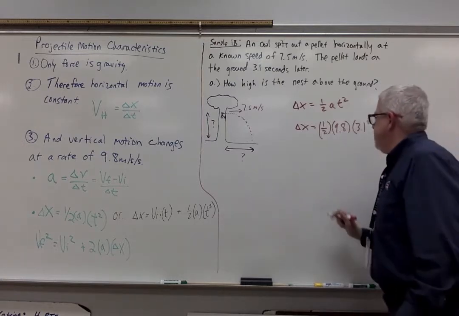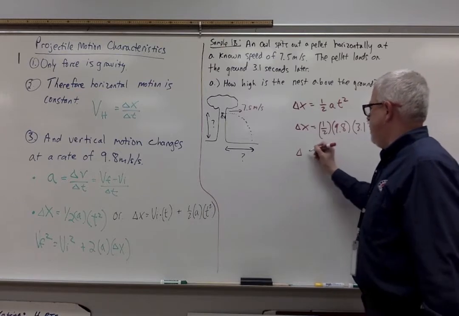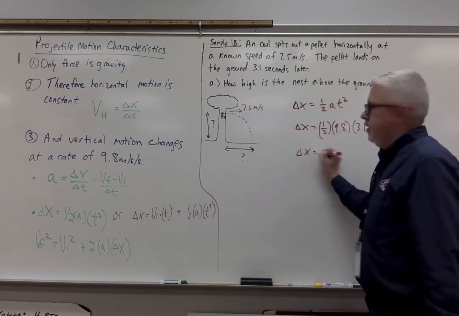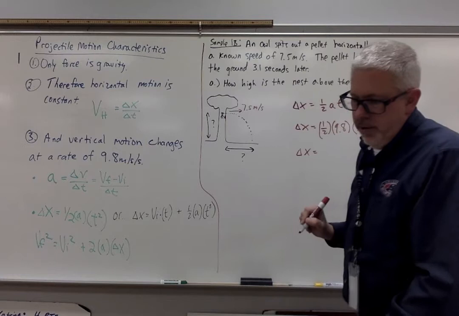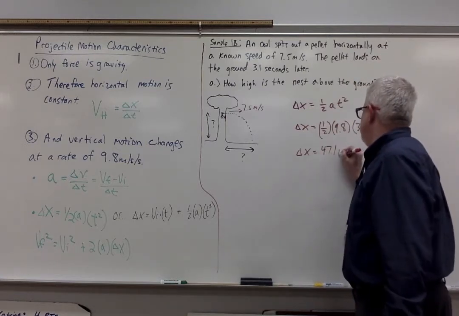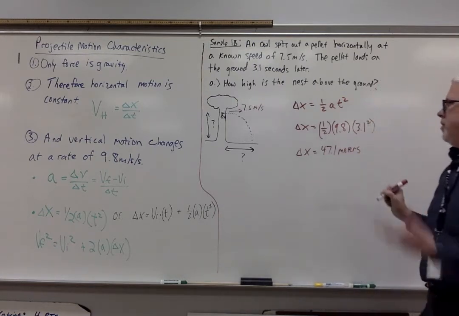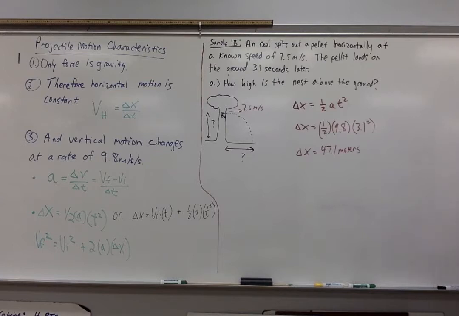So in this case then, and again, that should really be delta y, it ends up being 47.1 meters. That is a very tall tree, probably out west, around 150 feet tall. So maybe one of the great redwoods or something like that.